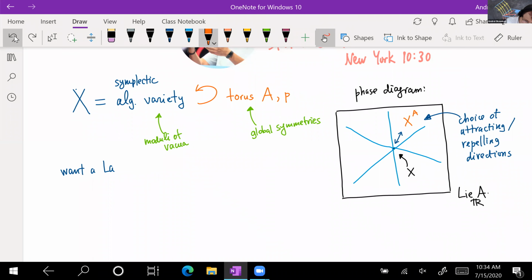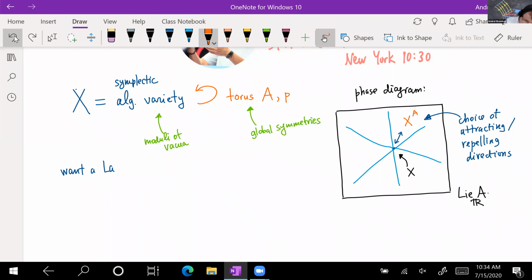It's pretty clear. But it is singular. I mean, it's a singular Lagrangian in the sense that if you look at the smooth locus, it's a Lagrangian, but it is a singular algebraic variety.